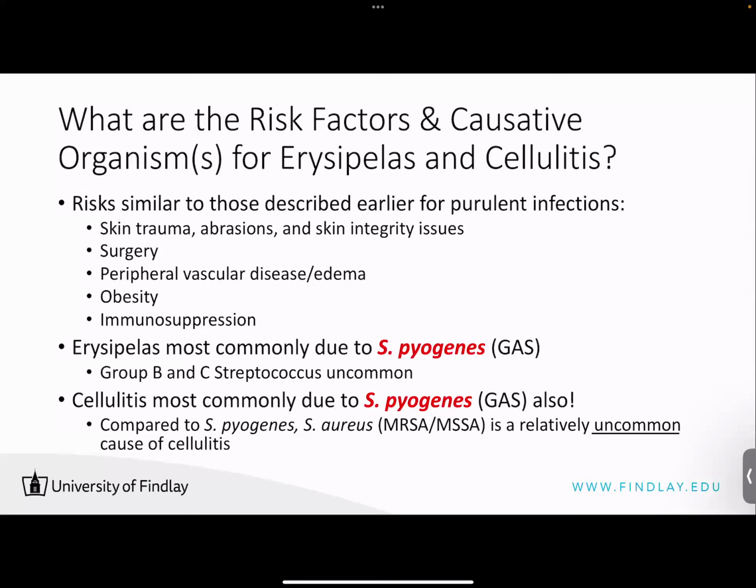Risk factors, very, very similar to what we described earlier. Any type of loss of integrity with the skin will predispose to both erysipelas or cellulitis. Recent surgery, I mean, you literally cut into the skin, so that's definitely going to create an opportunity. Poor circulation and edema are risk factors for cellulitis in particular. Obesity and immunosuppression. Group A strep. Cellulitis, group A strep. Erysipelas, group A strep. Non-purulent, group A strep. Right.